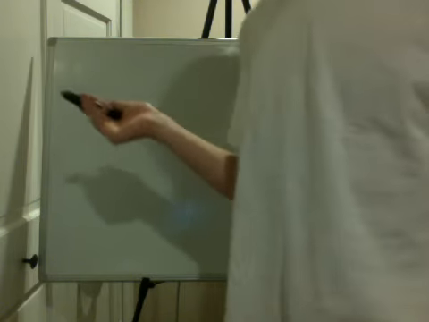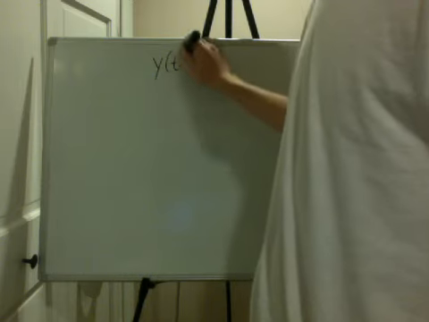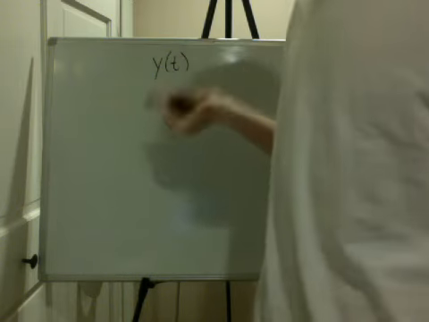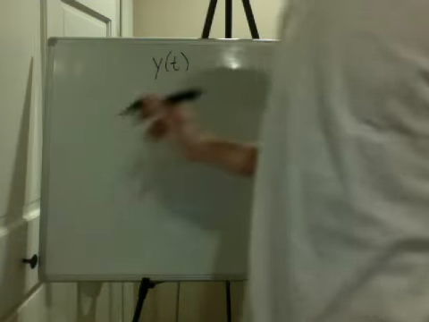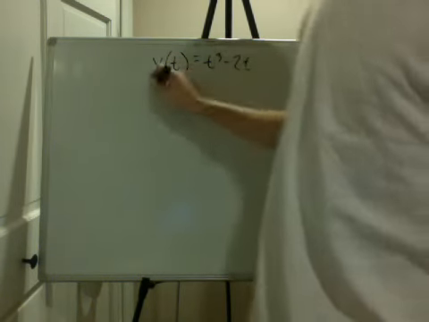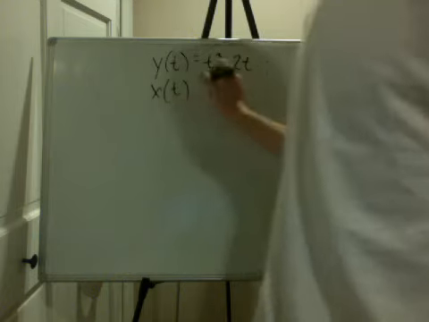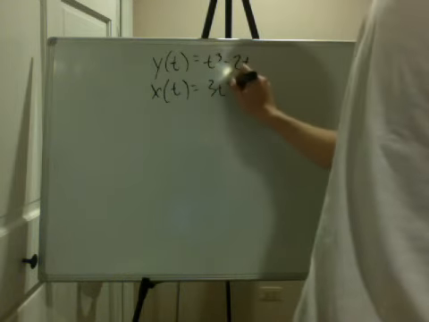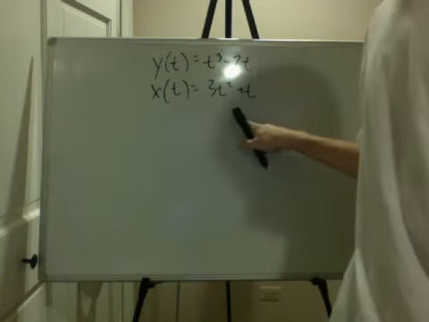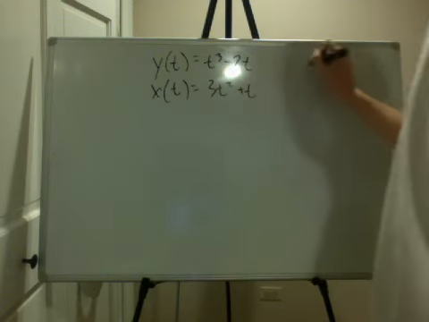What I basically mean by this is, let's say you know that y of t, and by the way, I'm assuming that you know what a parametric is from taking pre-calc. Okay, let's say you know that y of t equals t cubed minus 2t, and you know that x of t equals 3t squared plus t. And let's say it asks, what is the derivative dy/dx?